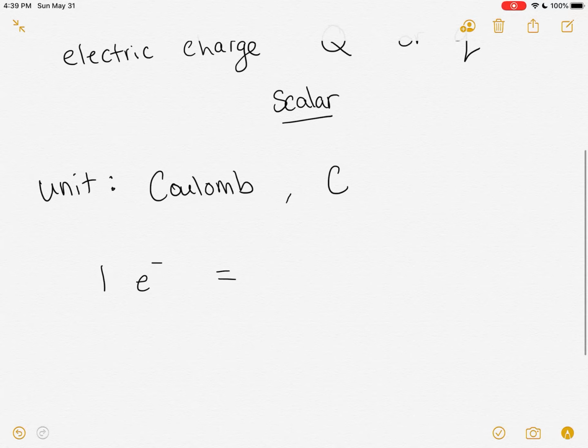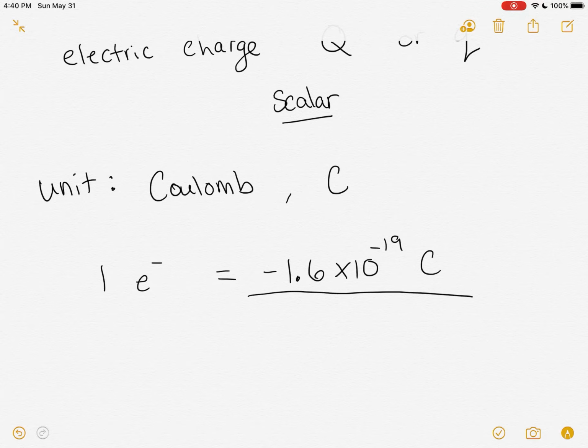All right, now one electron actually has a charge of negative 1.6 times 10 to the negative 19 coulombs. Okay, so one electron doesn't have a charge of 1 coulomb. One electron is actually the charge of 1.6 times 10 to the negative 19 coulombs. Okay, and that's just a defined value. So every electron is defined in that very specific way. Of course, it's a negative, but it is not -1.